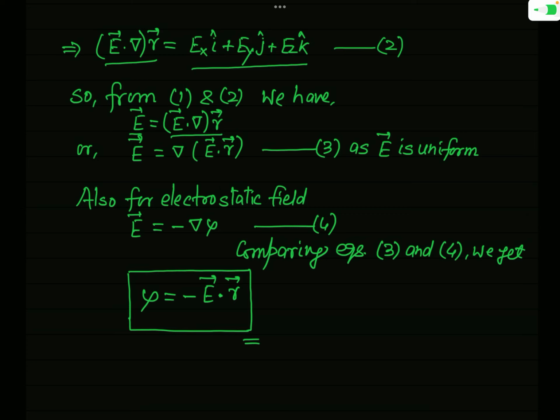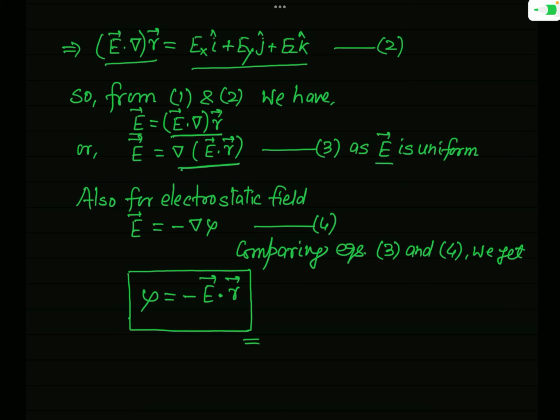Now you can see, since our electric field vector is uniform, it is constant, as I have told you earlier, the result which we have to prove holds only when the electric and magnetic fields are uniform. So you have to consider that this electric field is uniform, it is constant. And if it is uniform, this expression E dot del R may be written as del E dot R. You can write this E dot del R equal to del E dot R, because E is uniform.